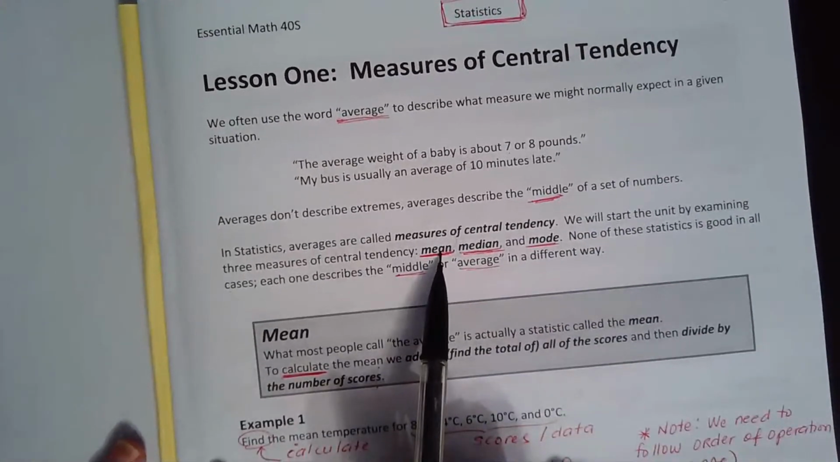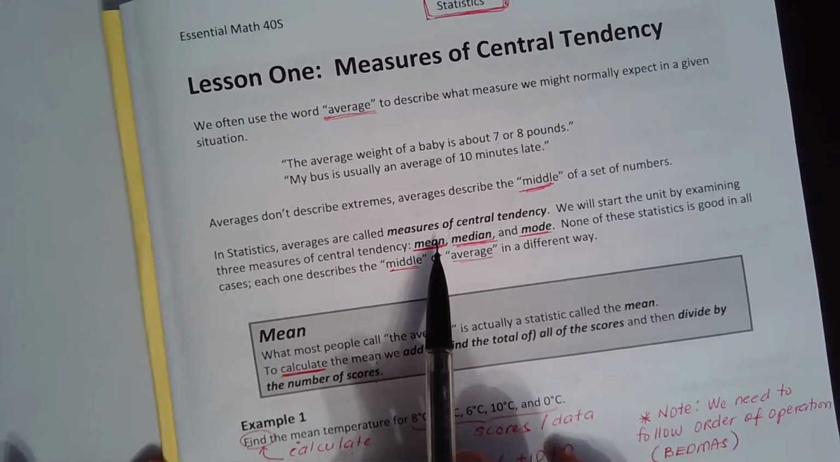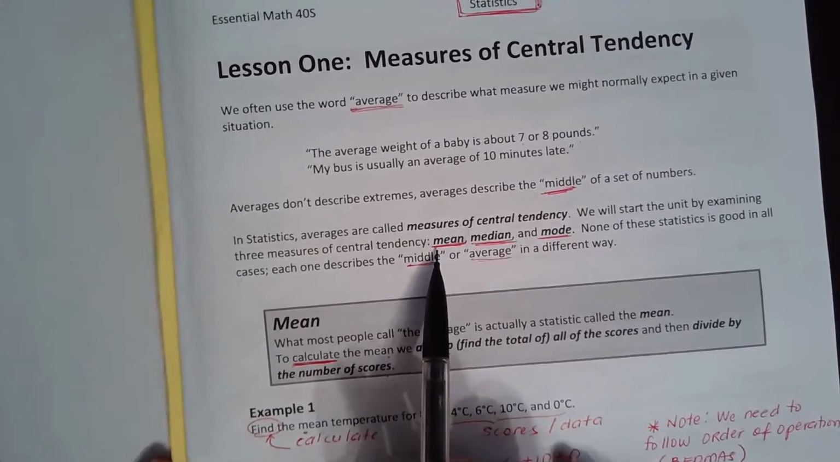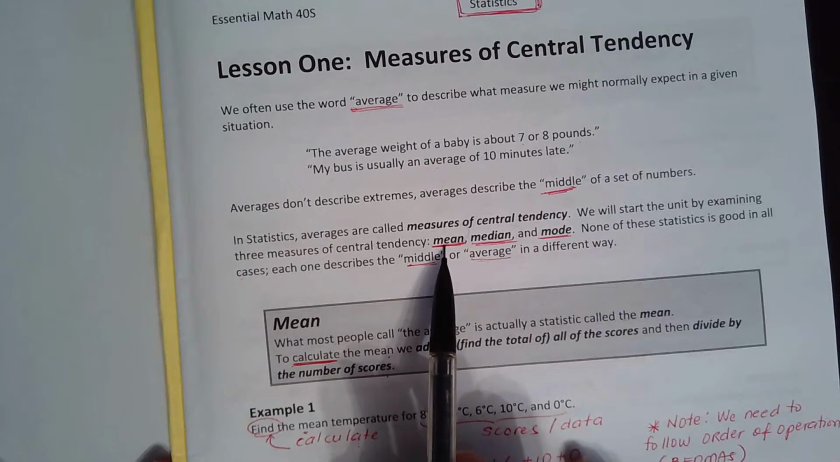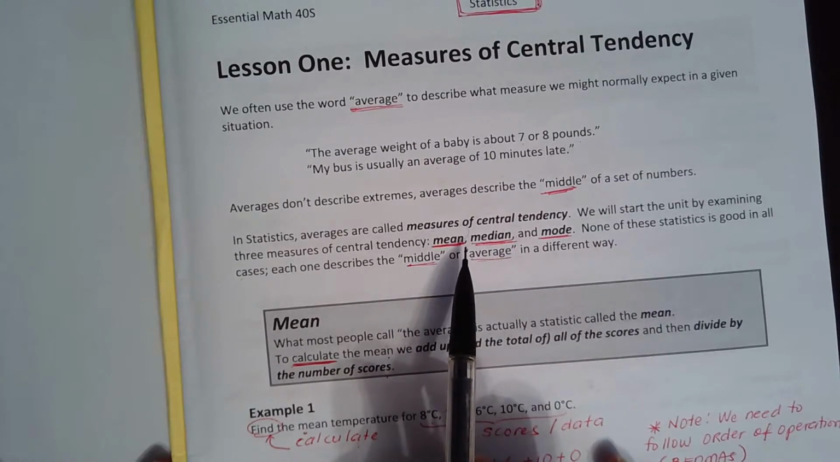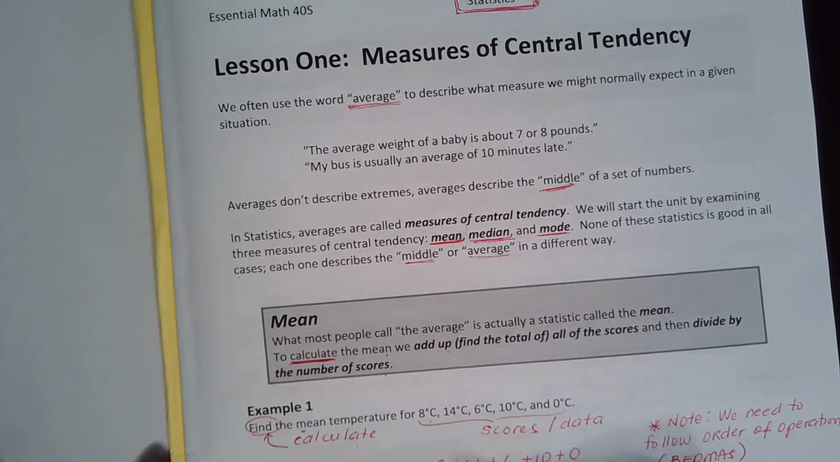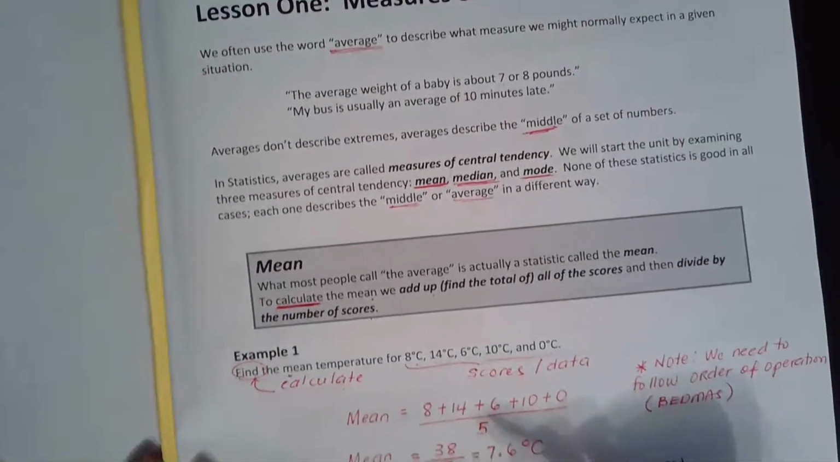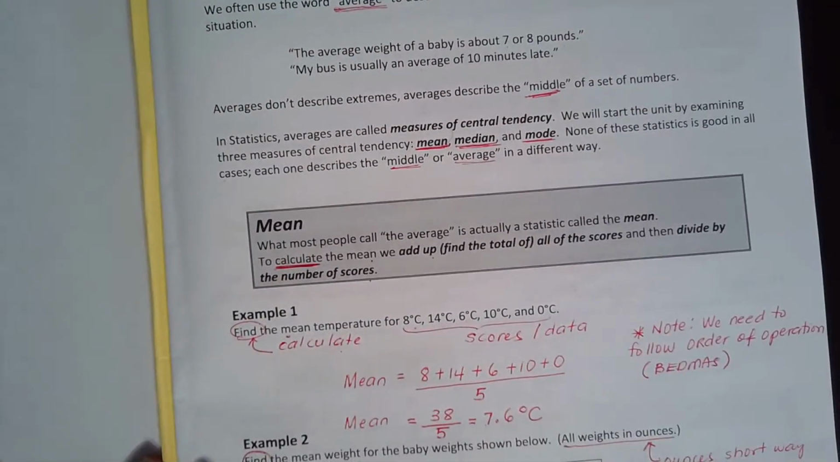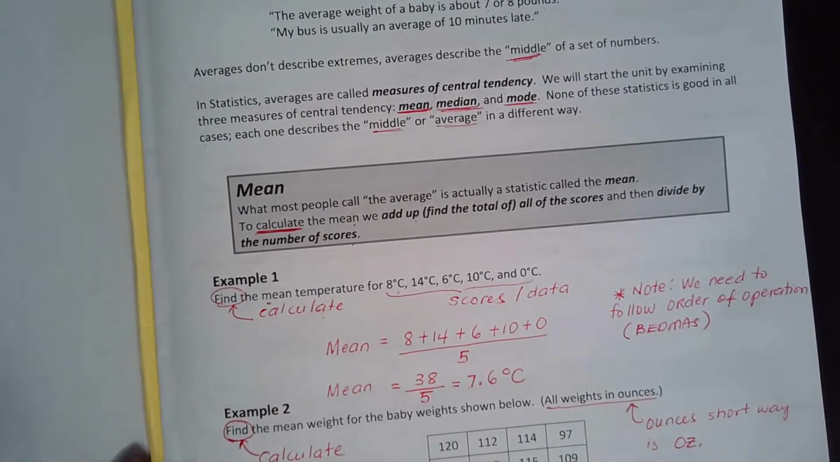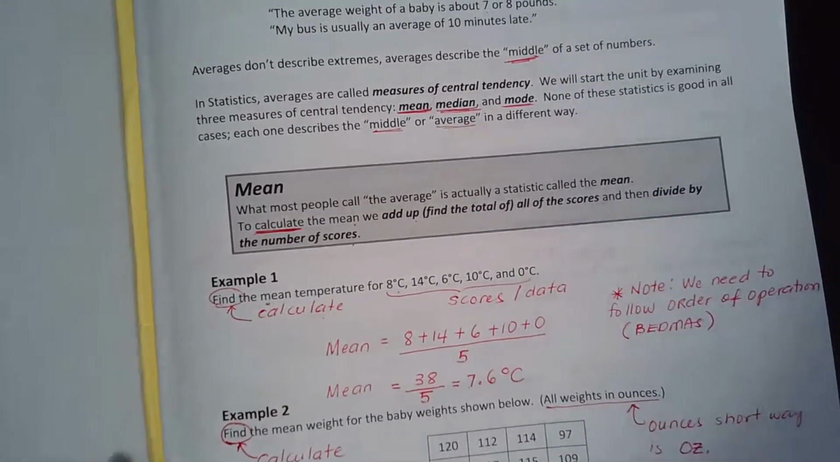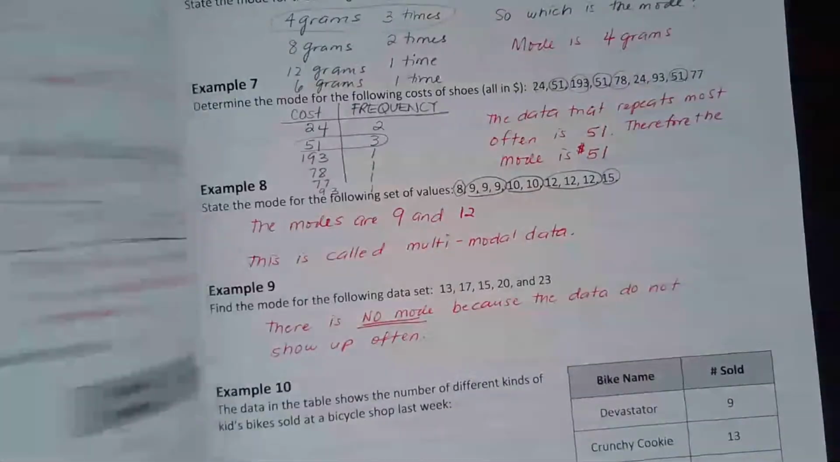So just to refresh our memory from yesterday, we said mean. Mean is where we add things up together, and then whatever we get, we divide it by how many data there are, how many numbers we have in our list. So that's the mean. That was pretty straightforward.